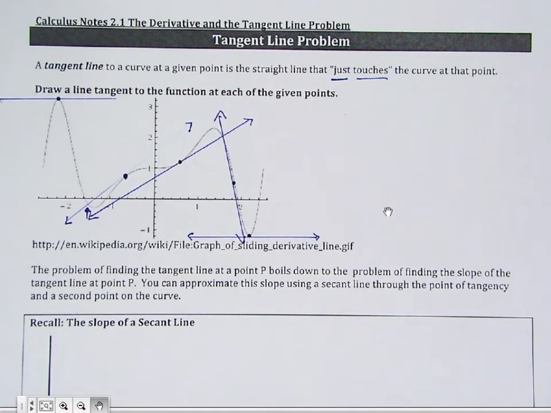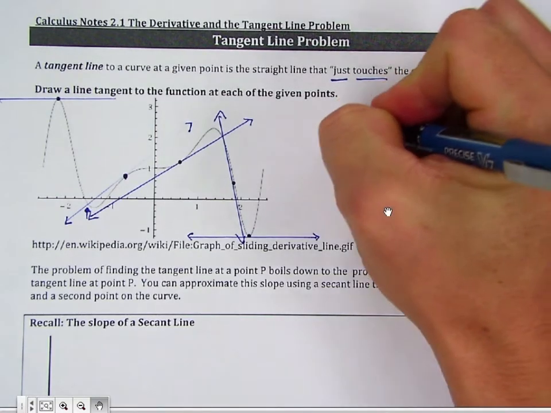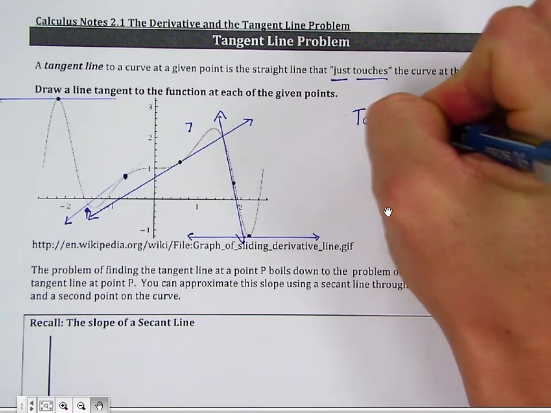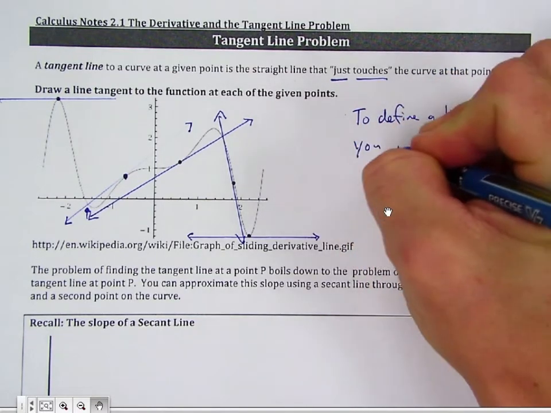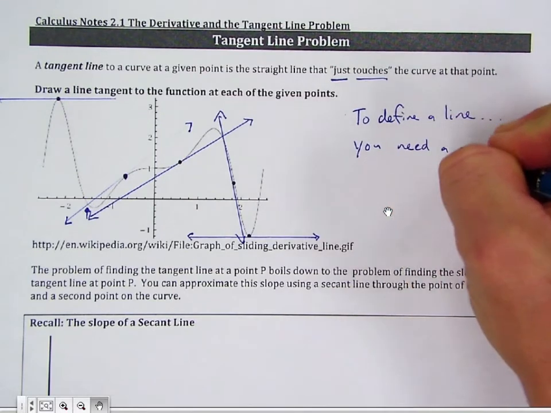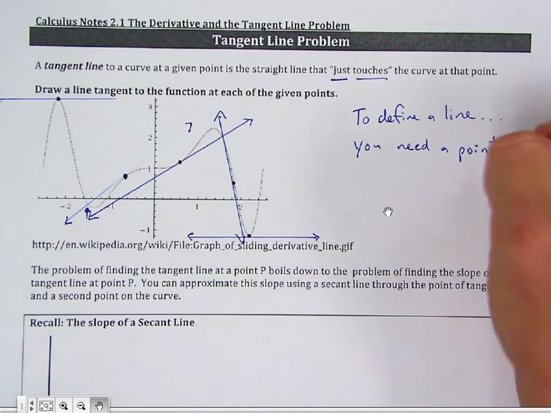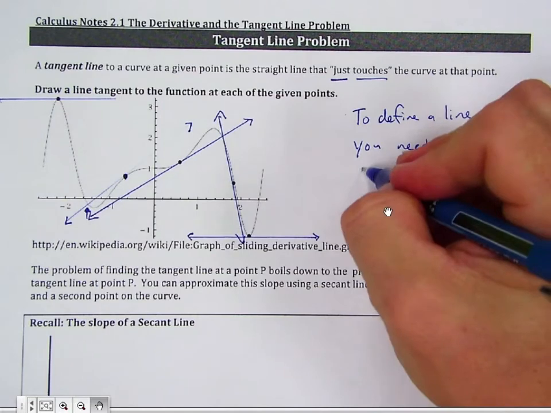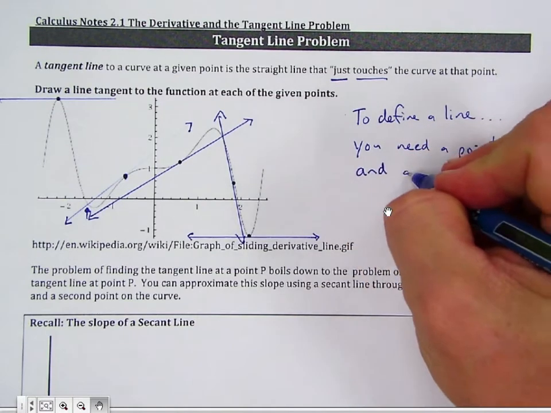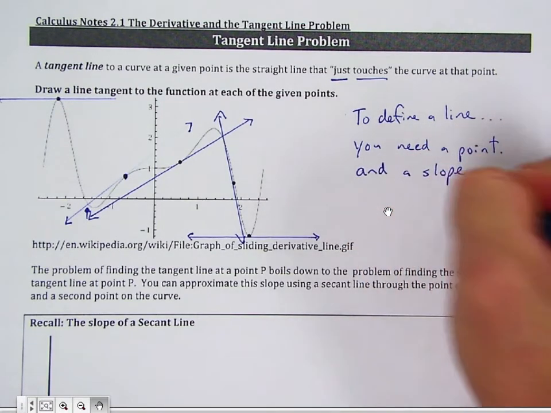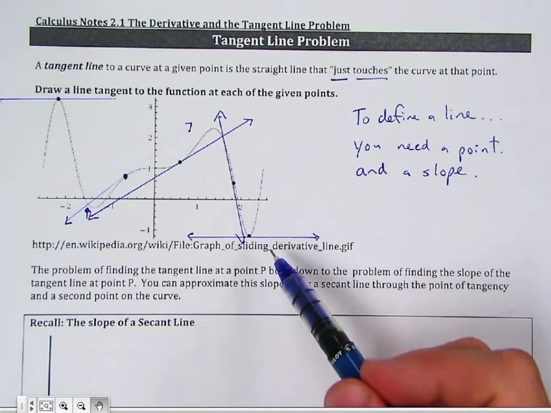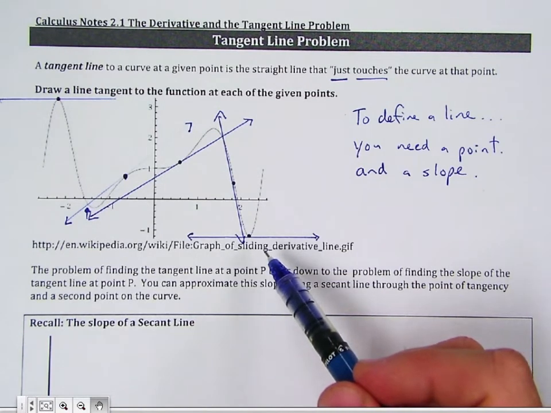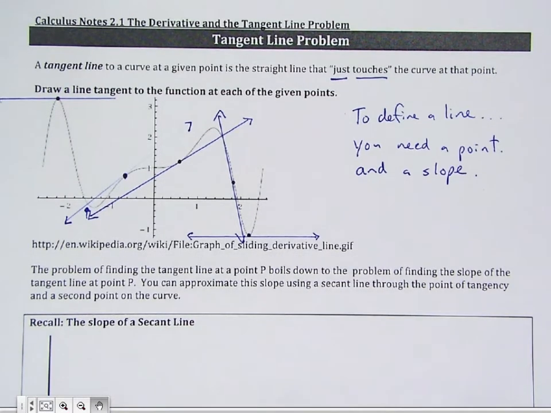So really, to define a line, you need a point, which we have here, and a slope. If you have those two things, a point and a slope, then you can define what the line is. So we're going to talk about this now.